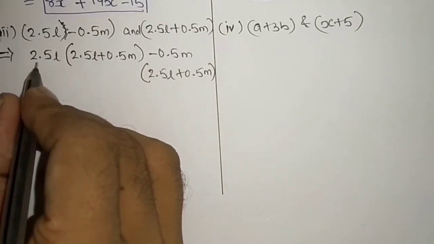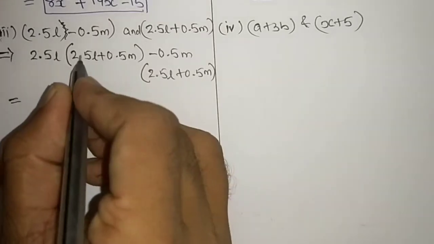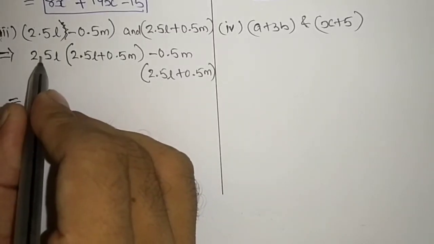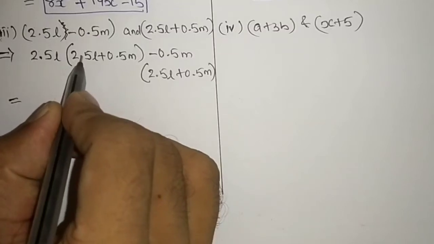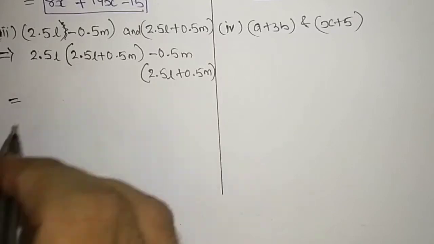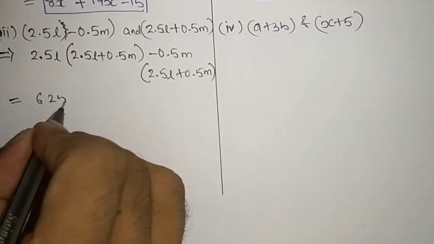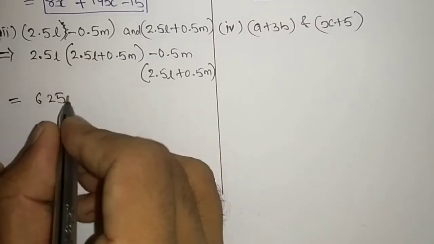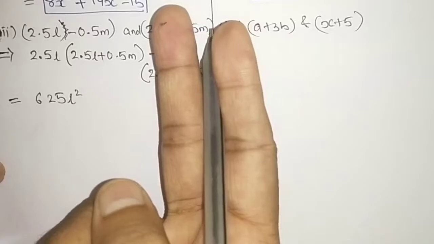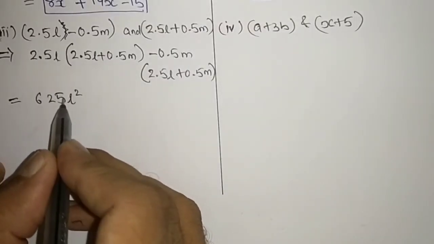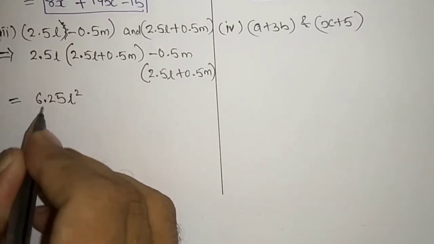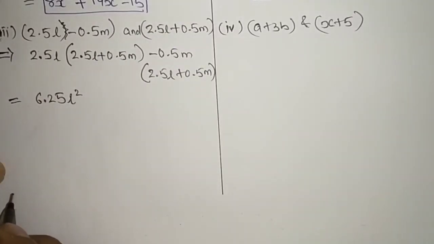So what we will do, we will multiply ignoring the decimal points of both. How many decimal points are we ignoring? 1 here and 1 here, that means 2 decimal points. We will multiply 25 into 25, that will give me 625. Now L into L is L square. Since we have ignored 2 decimal points, we will place them again from the right side to the left side, 1, 2, so it will be 6.25 L square.